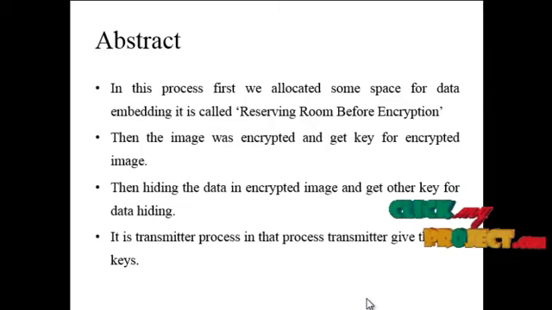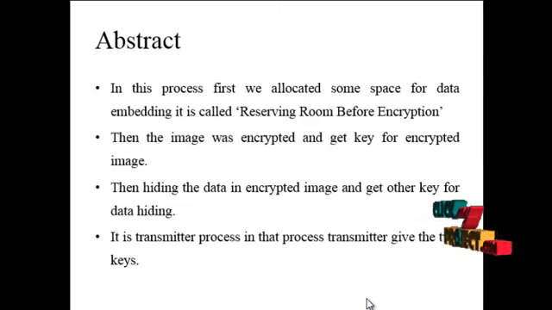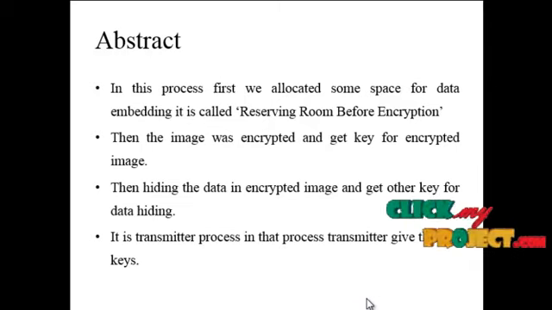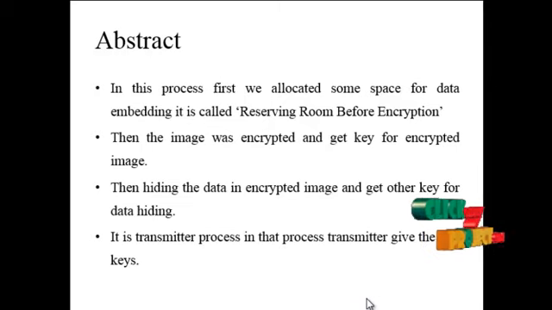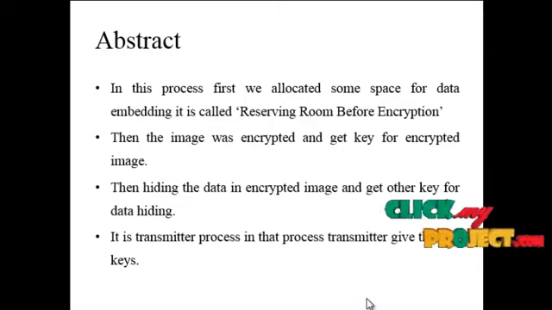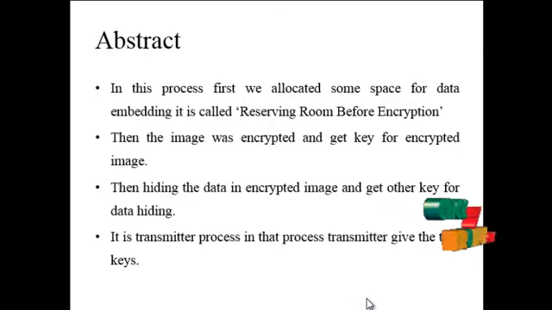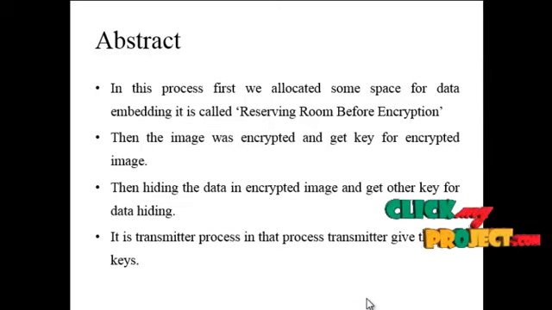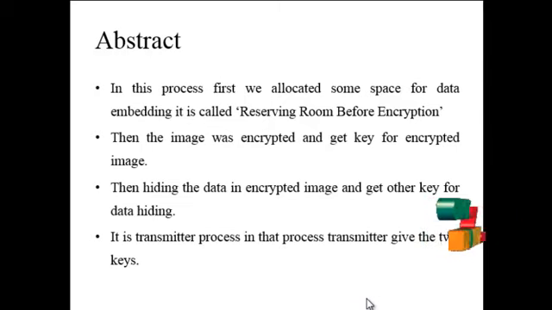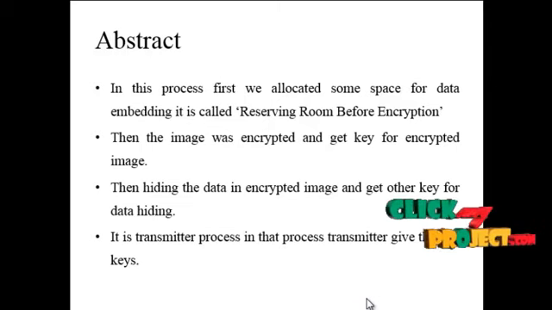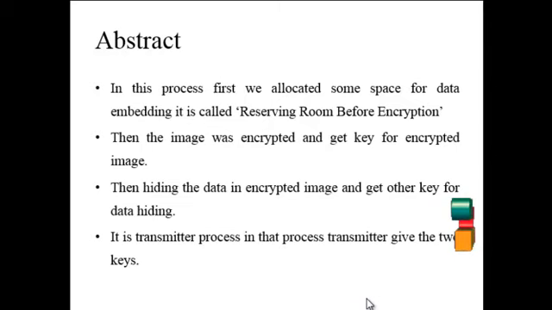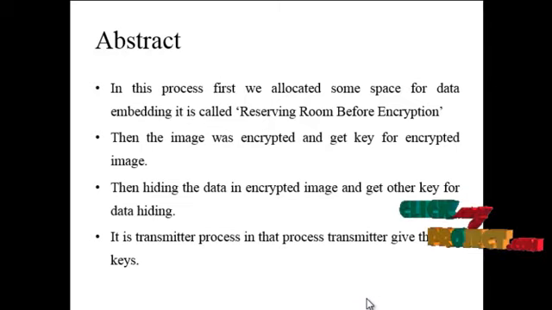Here, the reserving room takes the low value pixels for hiding the data. During the encryption process, the reserving room is not encrypted, so the data can be hidden easily in the reserving room. The advantage of this process is that if we want the data, we use only the data hiding key. If we want the image, we give the image key to retrieve the image. It is not a line by line process. For that reason, it is a very advantageous process.